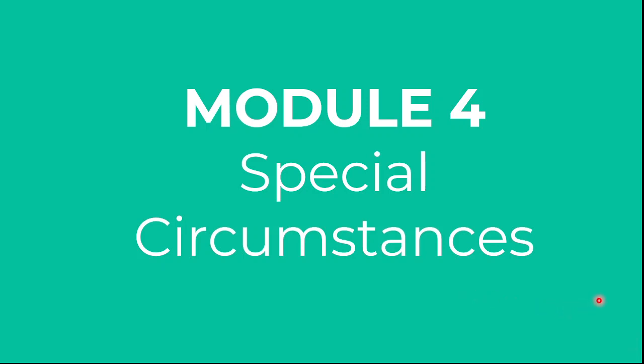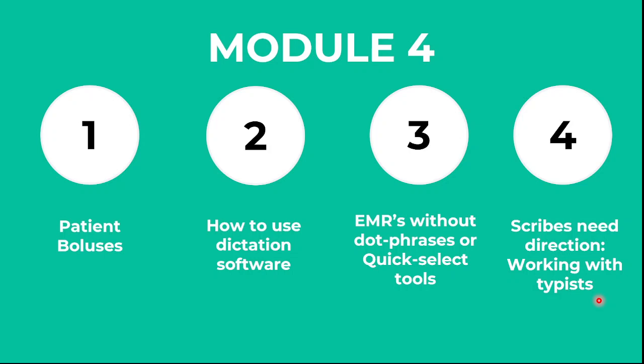Hi, everybody. Welcome to Module 4, and this is Special Circumstances. We know that there are certain things that can happen throughout our shift that may throw us off, and these are just certain strategies to overcome those. The first thing we'll go through is patient boluses, and we know how detrimental that can be to our note writing, and it can throw us behind.